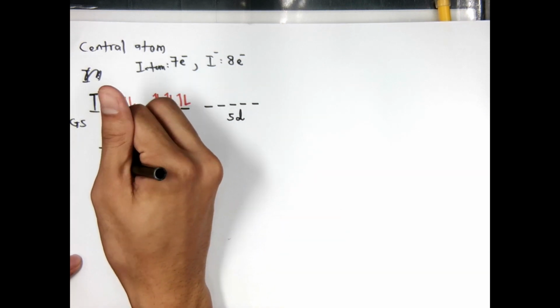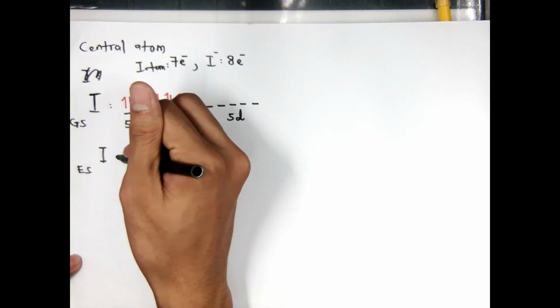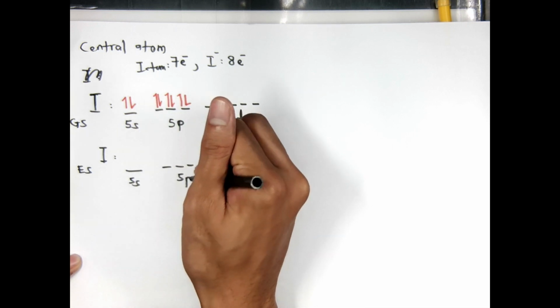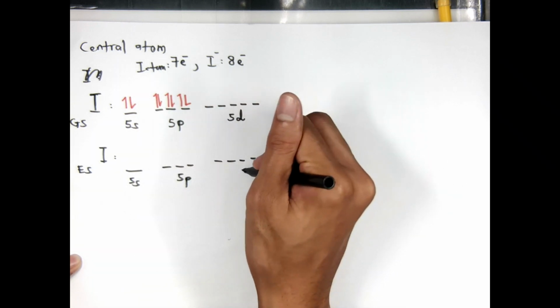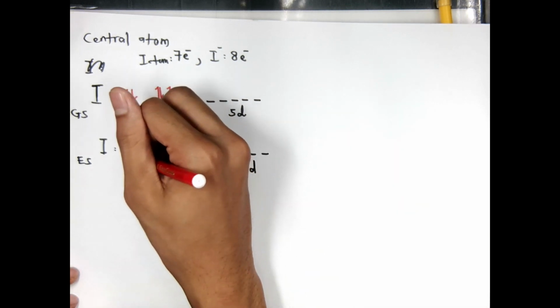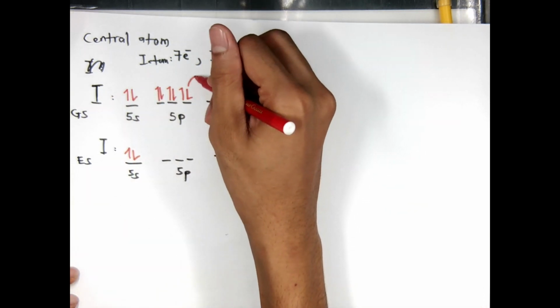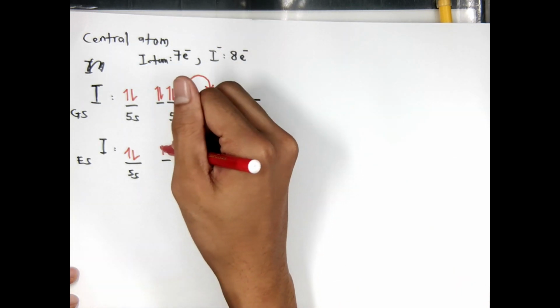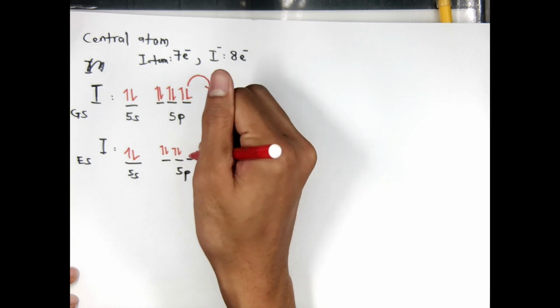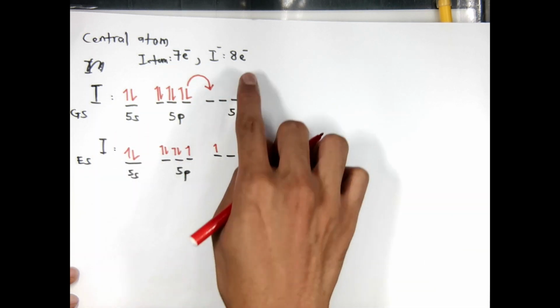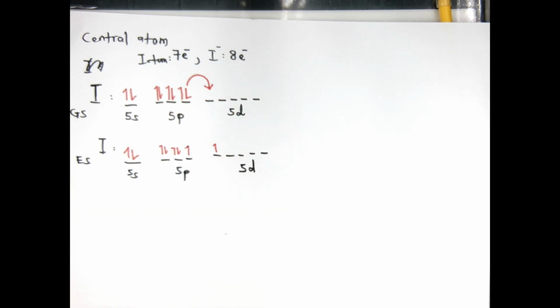So iodine in the excited state. We still draw as normal, 5s, 5p, and 5d. One of the electrons here is excited to the empty 5d orbital. So we're going to have 1, 2, 3, 4, 5, and 6. In total we still have 8, consistent with what we drew just now.